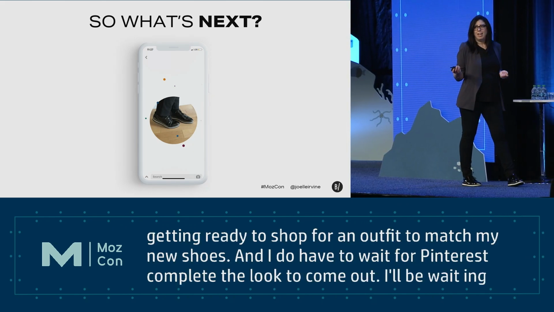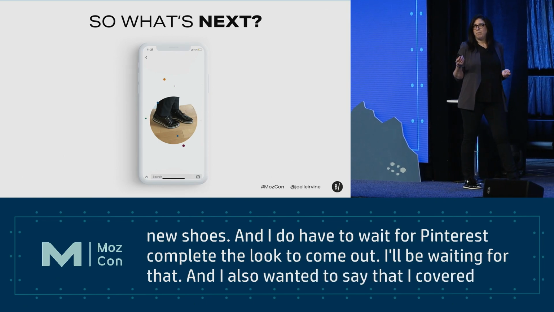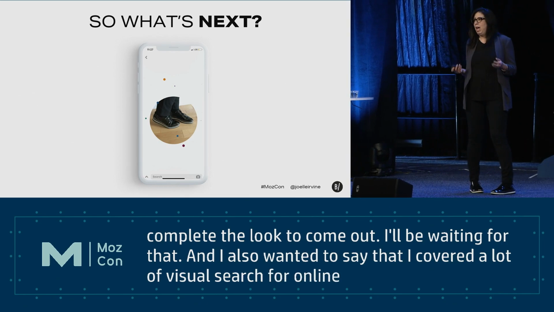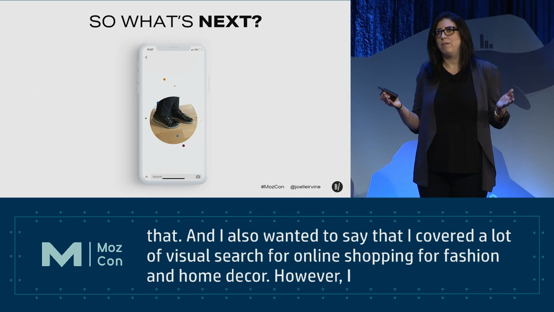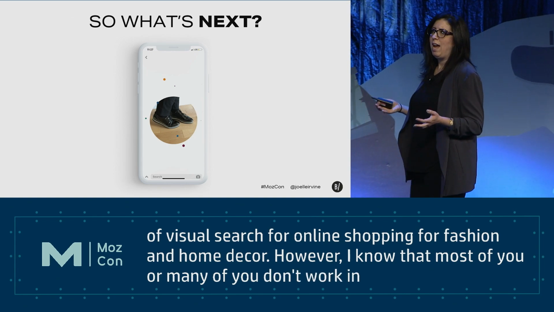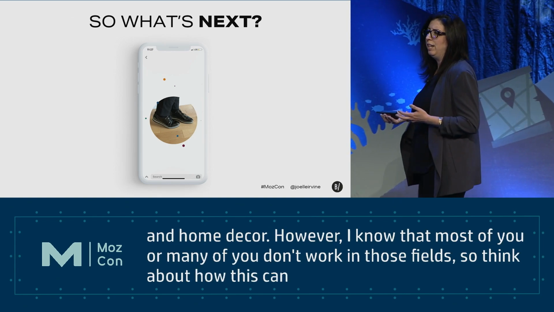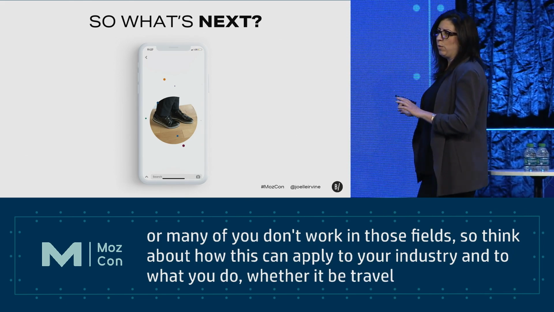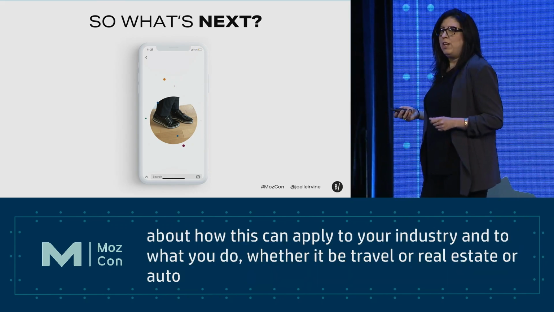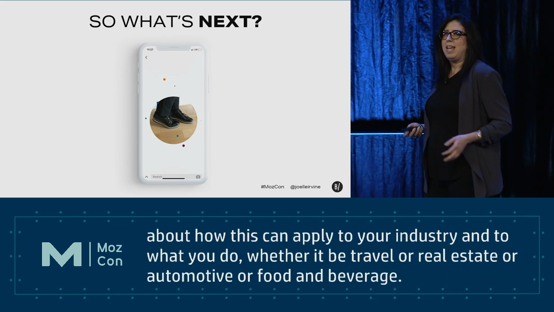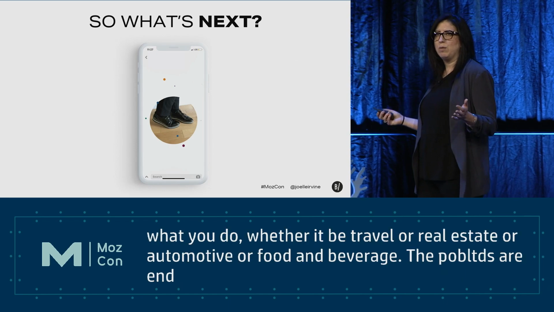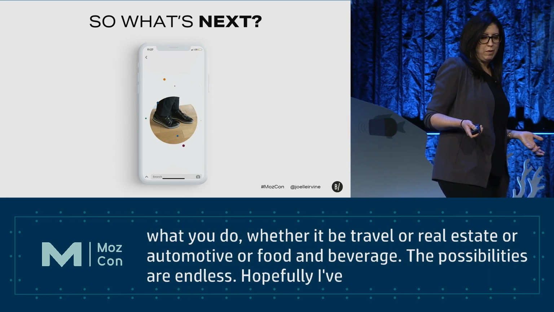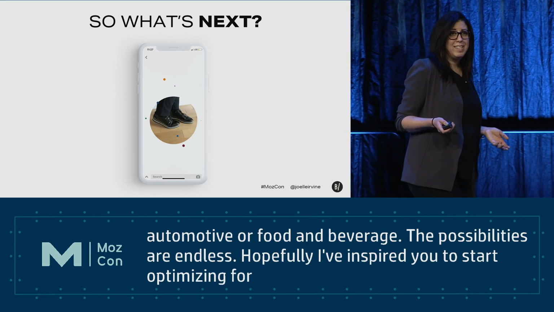And I also wanted to say that I covered a lot of visual search for online shopping for fashion and home decor. However, I know that most of you, or many of you, don't work in those fields, so think about how this can apply to your industry and to what you do, whether it be travel, or real estate, or automotive, or food and beverage. The possibilities are endless, and technology is improving every day, so things will improve and there'll be more things to do. So hopefully I've inspired you to start optimizing for visual search, and thank you so much.